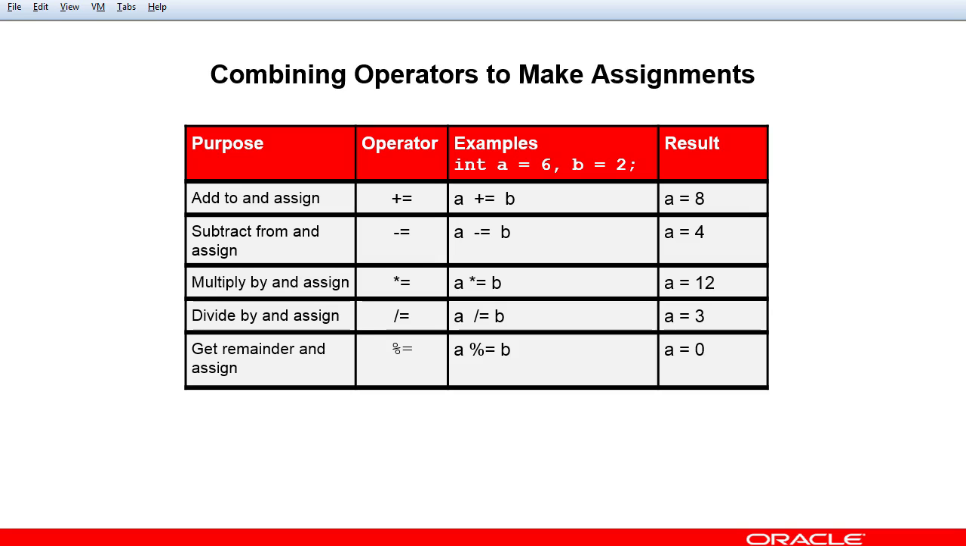Here are several very useful shortcuts. You can combine any operator with the equal sign to abbreviate your code. For example, A equals A plus B can be expressed as A plus equals B. And you can see other examples here using that same shorthand notation.